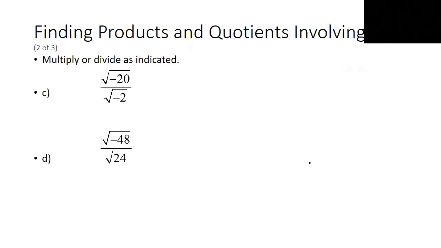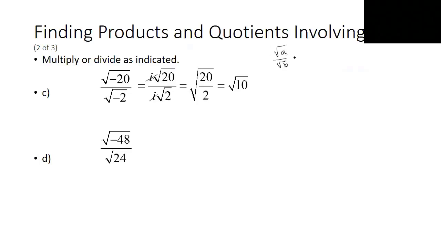All right, multiplying and dividing. In this case, we have radical minus 20 over radical 2. Remember, we can separate these. The first one becomes i radical 20 over radical 2. The i reduces to 1. So this would be radical 20 over 2. Remember, when you have radical A over radical B, if A and B are reducible, you make it into one radical to reduce. So that would be radical 20 over 2, which is equal to radical 10.